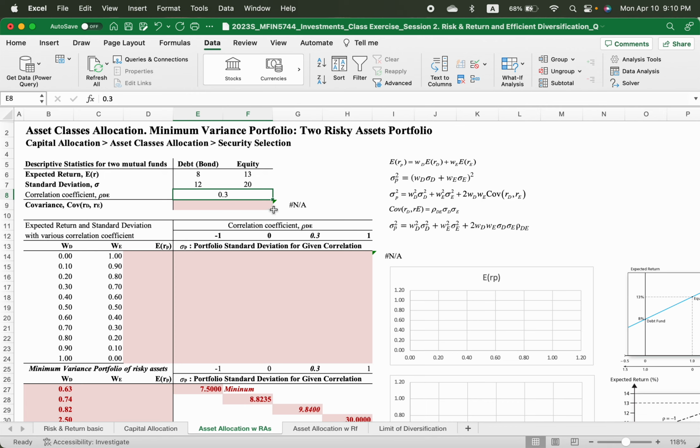We need to calculate covariances because covariances explain how the assets move together. If the covariance is positive, which means the correlation is between 0 and 1, that increases the standard deviation of the risky asset portfolio. If the correlation coefficient is negative, then the covariance is also negative. So we need to calculate covariances.